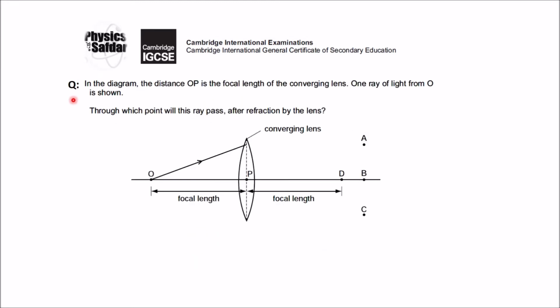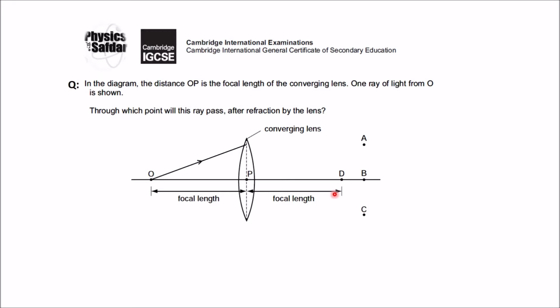Now the question is, in the diagram, the distance OP is the focal length of the converging lens. One ray of light from O is shown. Through which point will this ray pass after refraction by the lens? So let's jump on the diagram. This is a thin lens or a converging lens. Point P is called the center of the lens. You can see a point O to the left of the lens. The distance between this point O and point P is called the focal length.